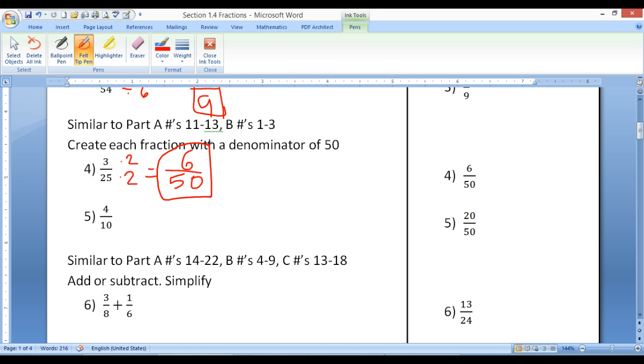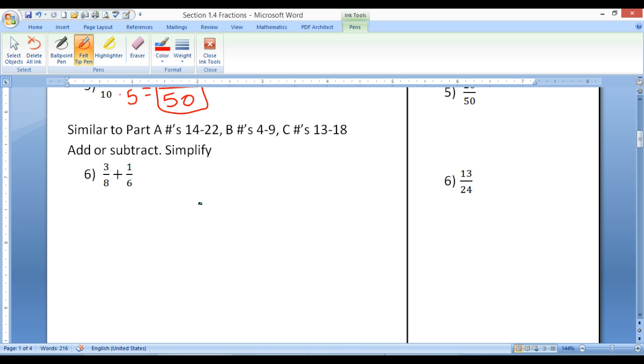The next one, number 5. I need to think, what do I multiply to the 10 to make 50? Again, this one's not too bad. I just need to multiply it by a 5, and I get 50. And whatever I do to the numerator or denominator, I must also do to the other. So I must multiply the top by 5 to keep it balanced. 5 times 4 is 20, and I've now created the fraction with 50 on the denominator. So 20 over 50. Let's move to the next one.